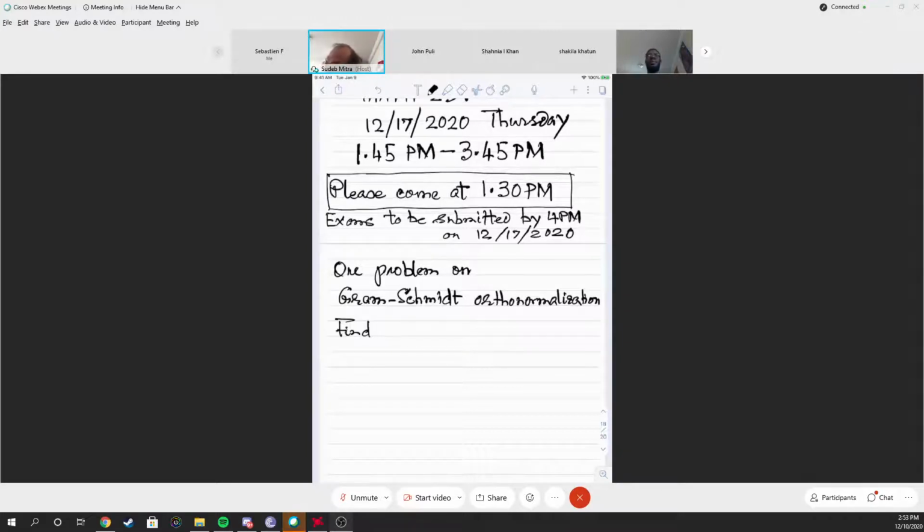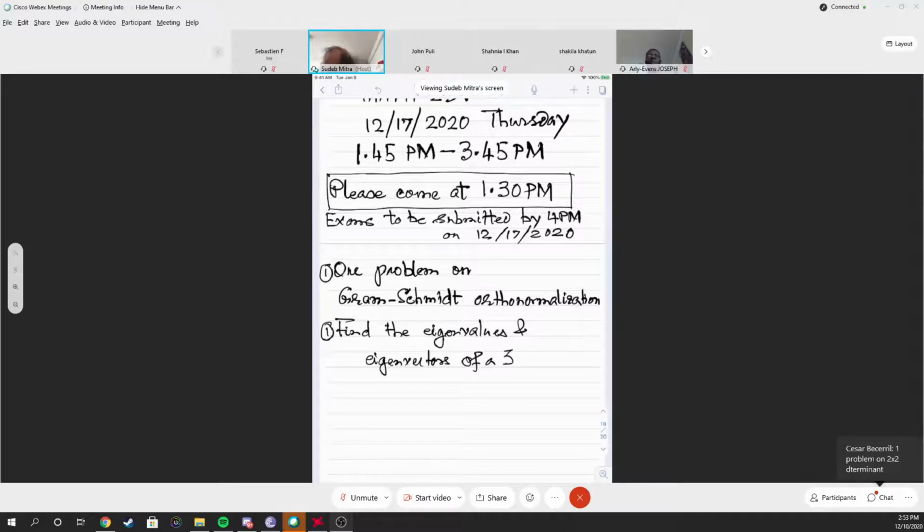This is one problem: to find the eigenvalues and eigenvectors. That is important. So you don't have to find P inverse AP and all that. Find the eigenvalues. This is standard. Eigenvectors of, and I will give you a 3 by 3 matrix. Okay.